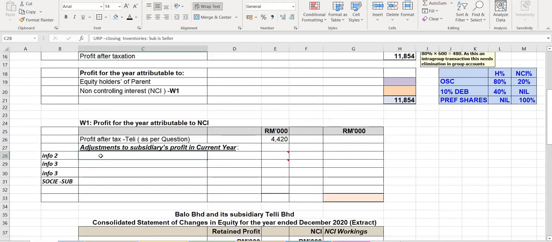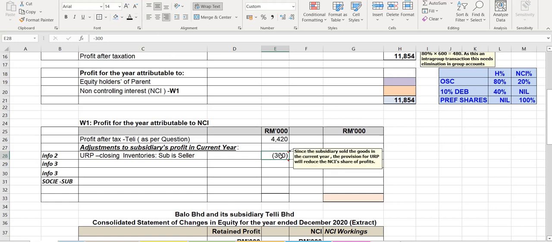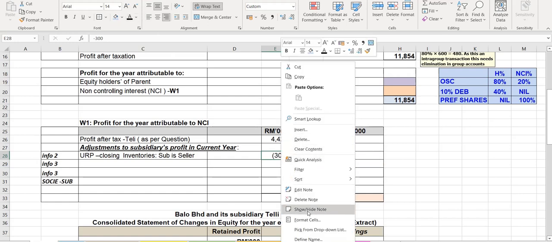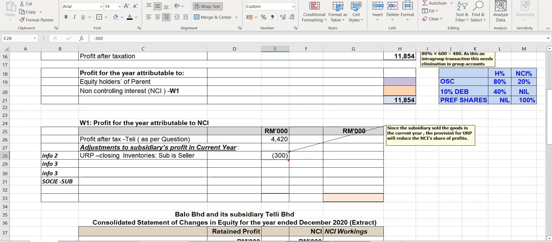Since the inventory seller is the subsidiary, the unrealized profit in the sale of inventory, closing inventory, you can see it was earlier done, 300,000. And the reason we do this is because the subsidiary sold the goods in the current year. Therefore, the provision for unrealized profit will also reduce the non-controlling interest share of profits.